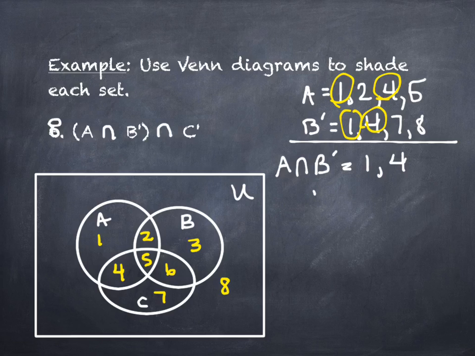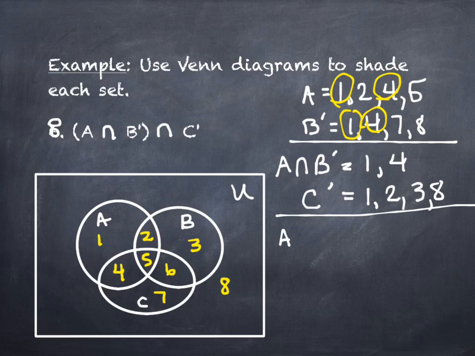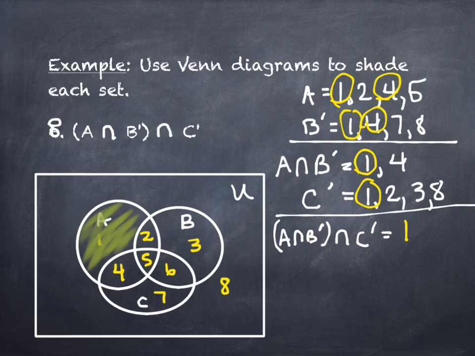Now what? Now we find C complement, right? So what items are in C complement? I think you guys are getting the hang of this. 1, 2, 3, and 8. Right? Everything not in C. How am I going to join these 2 sets? I'm intersecting this time, right? What does intersection mean? What they have in common. And what do these have in common? 1. So when I come over and I shade, the only region I will shade is region number 1.